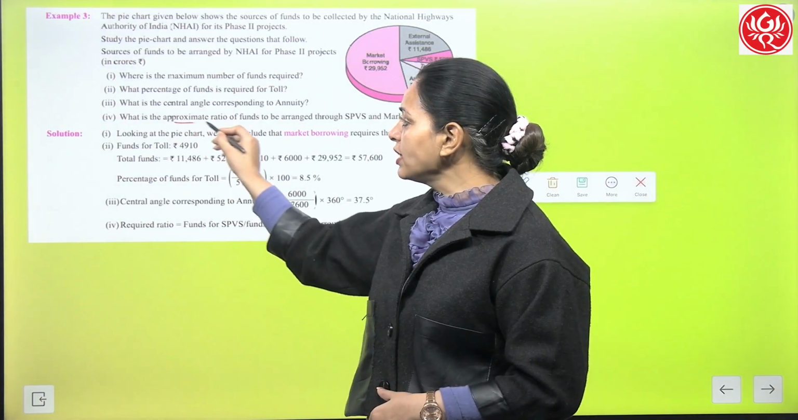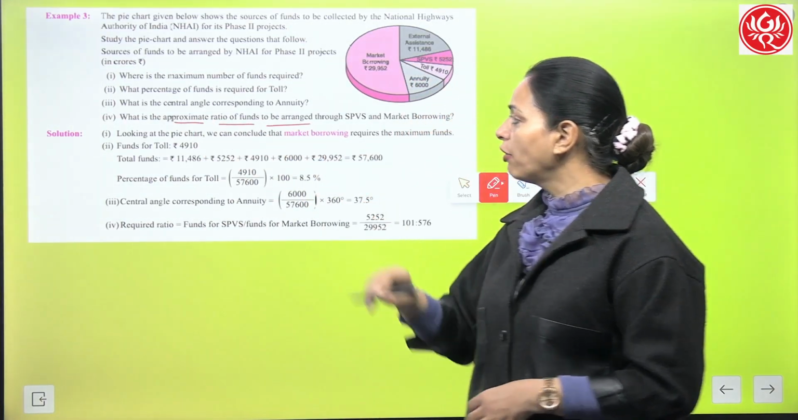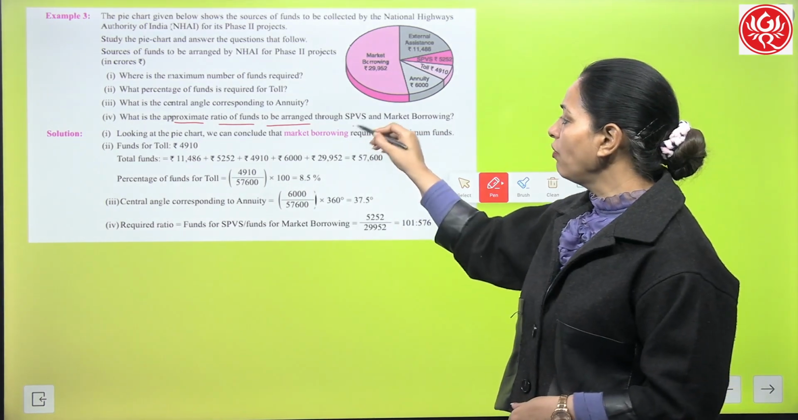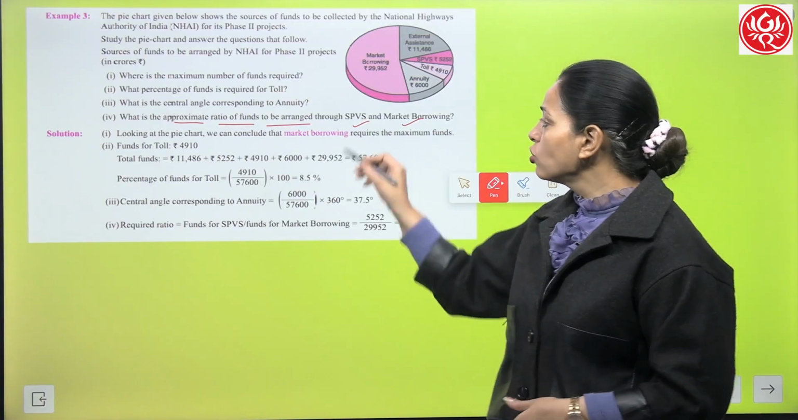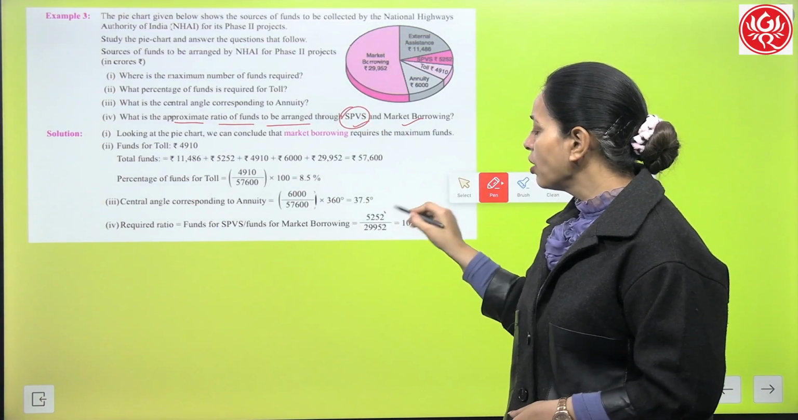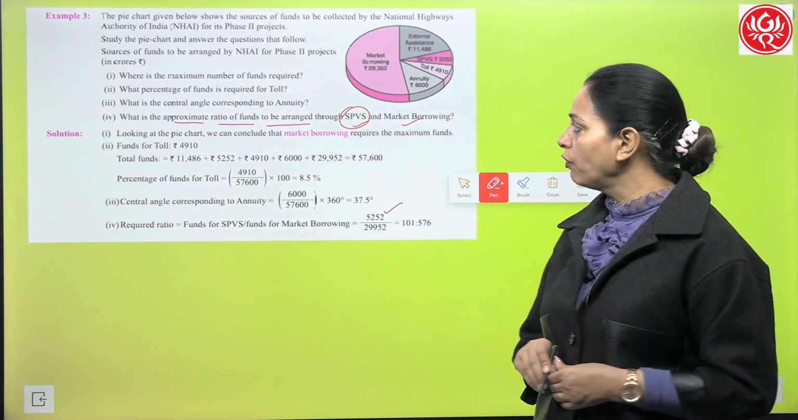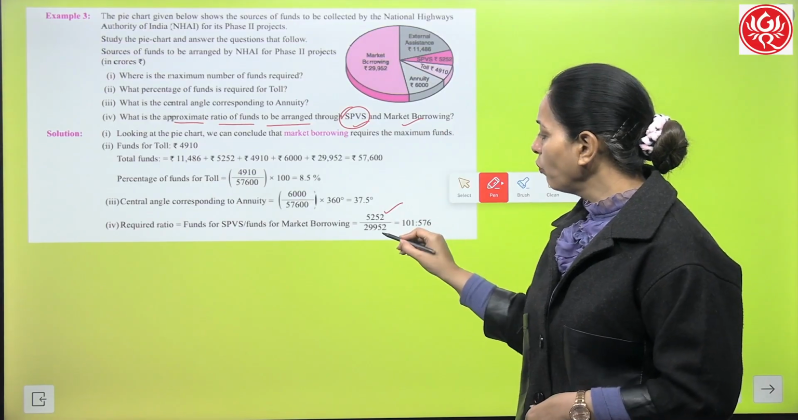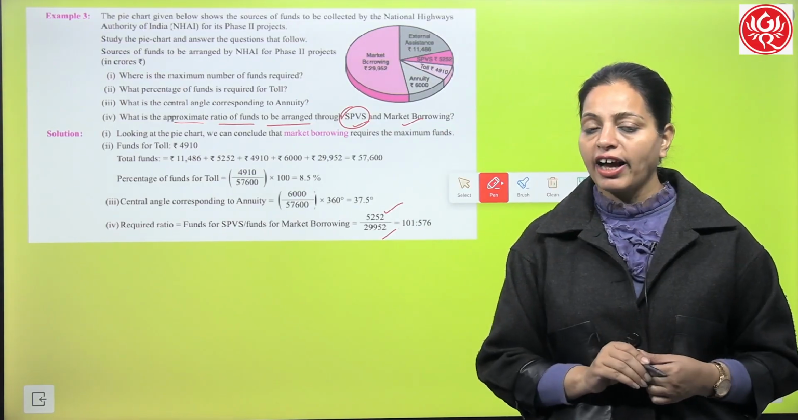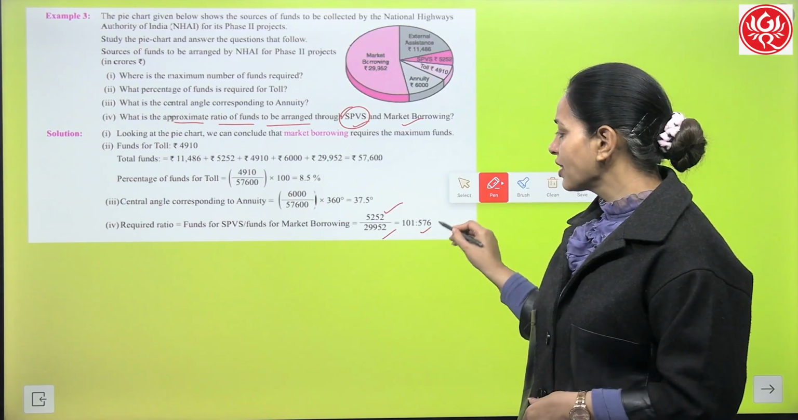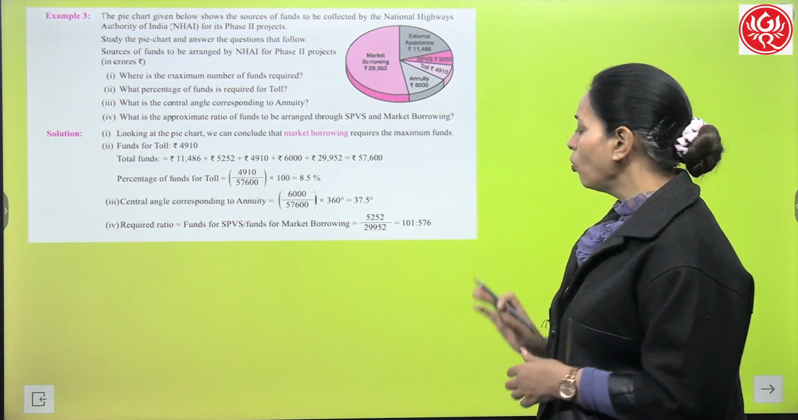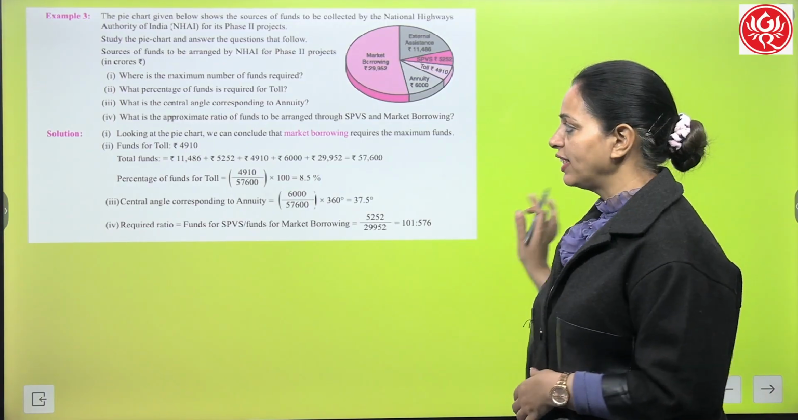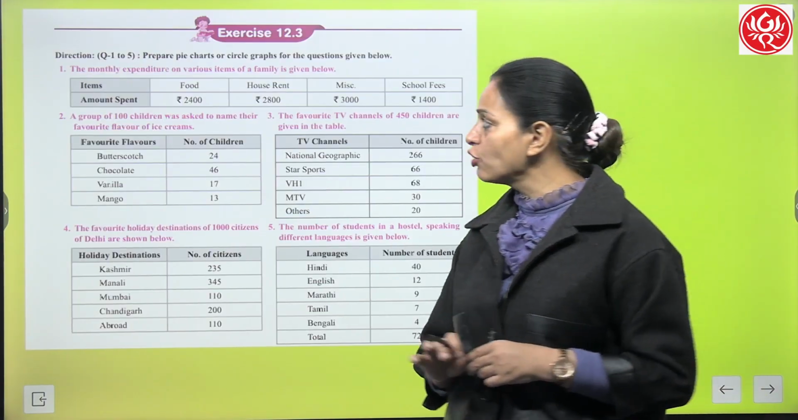Now come to fourth part. What is the approximate ratio of funds to be arranged through SPVs and market borrowing? So ratio we have to find. So SPVs, how much? 5,252 and market borrowing we have 29,952. So just calculated, we are getting 101:576. I hope this is clear to you.